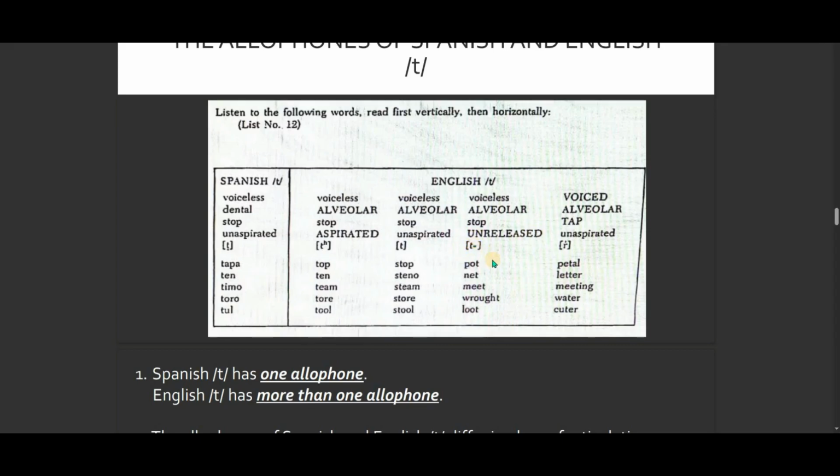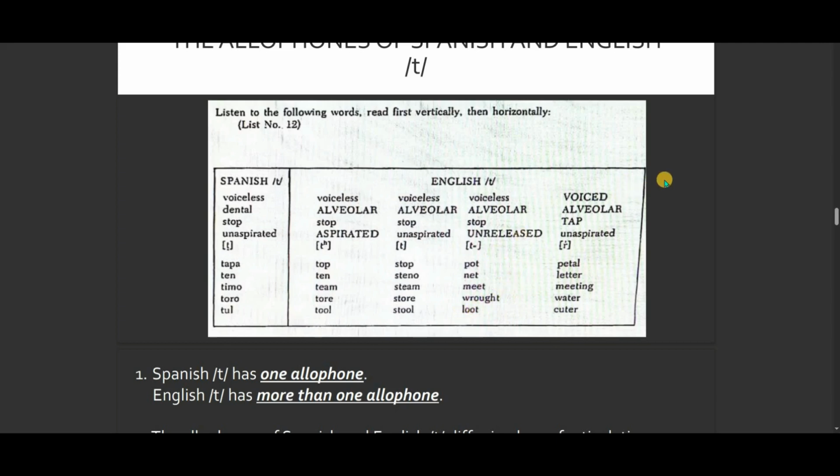Like in the case of pot, net, meat, route, and loot. If you notice, the T sound is almost silent, right? It's just a real short touch that you have to do to the sound. Pot, net, meat, route, loot.